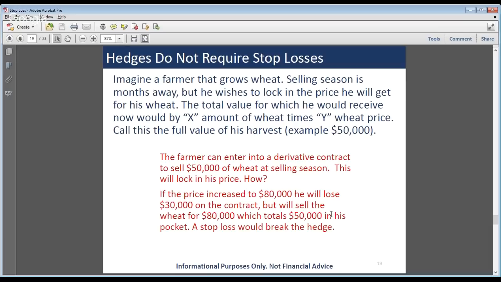So, 80,000 profit from selling the physical wheat, and the loss of 30,000 on the contract equals what? 50,000, the exact price he wanted. So he's locking in his price. So if he entered a stop loss in this case, it would have broken his hedge, and that's exactly what he's trying to avoid.